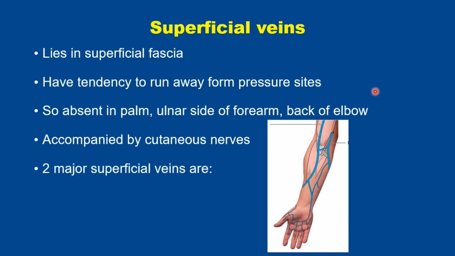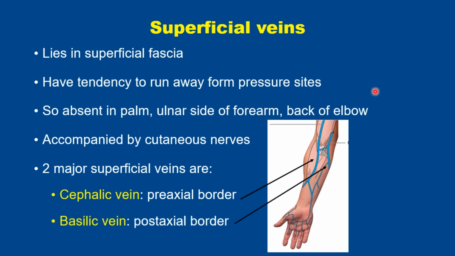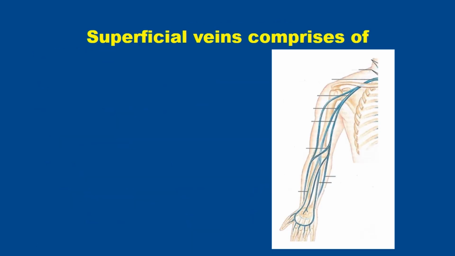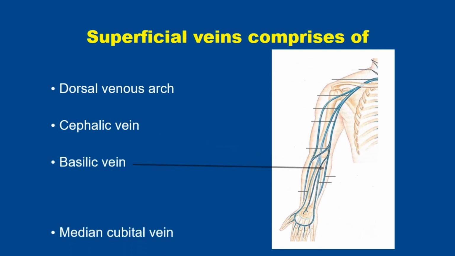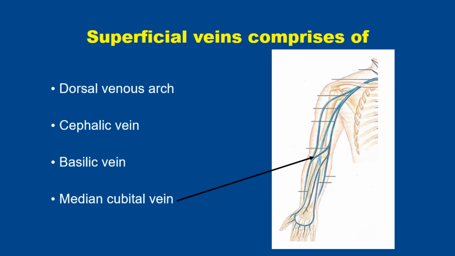The two major superficial veins are, first, the cephalic vein which lies along the preaxial border of the upper limb, and the basilic vein which lies along the postaxial border of the upper limb. Here this arrow shows the cephalic vein and the other arrow shows the basilic vein. The superficial veins comprise the dorsal venous arch, the cephalic vein, the basilic vein, and the median cubital vein.